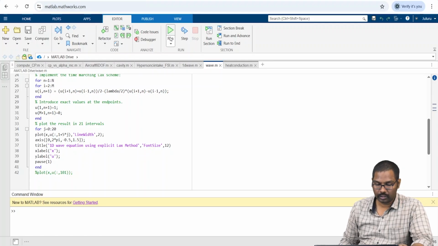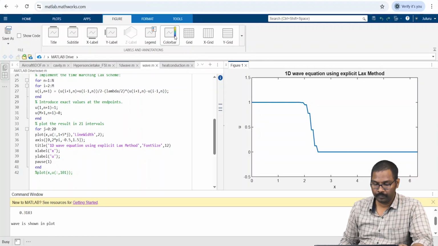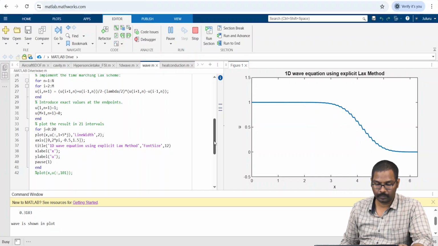Okay, so you can check the result here. This is the initial wave which is transforming towards the right because the c value taken is positive. The c value is 2, a positive value. So this is transforming till the time interval is satisfied.